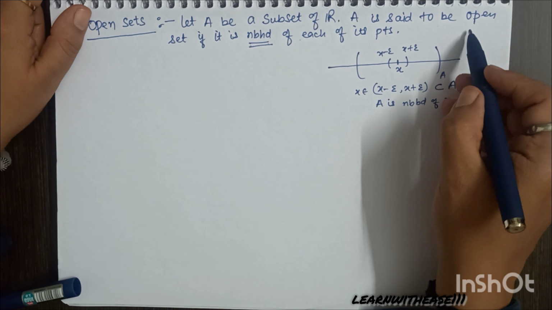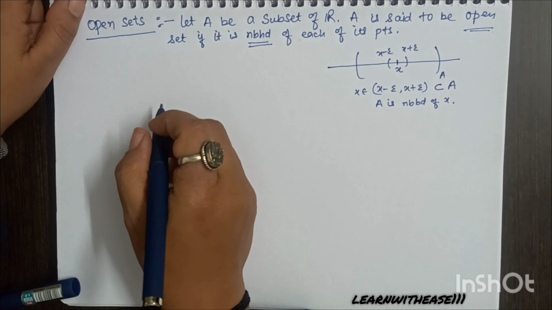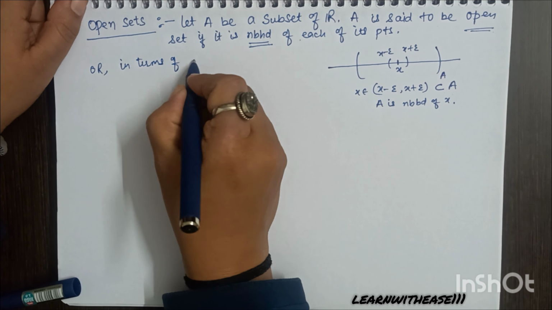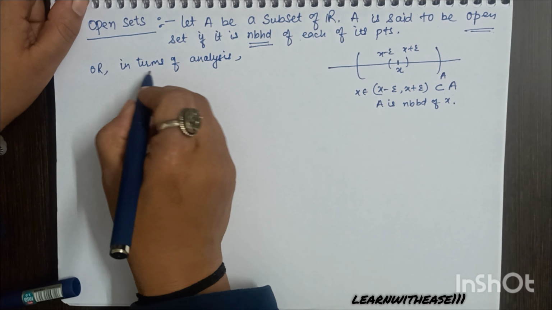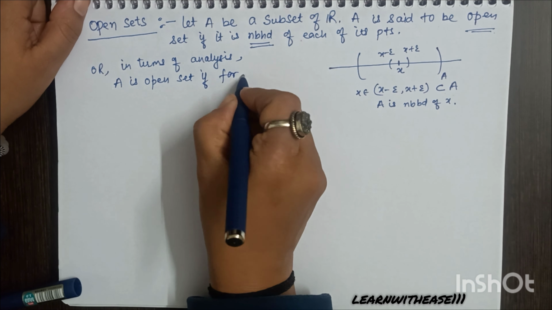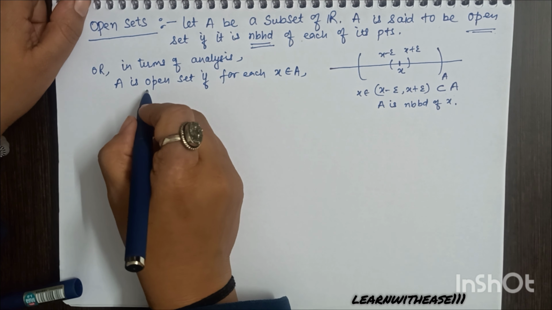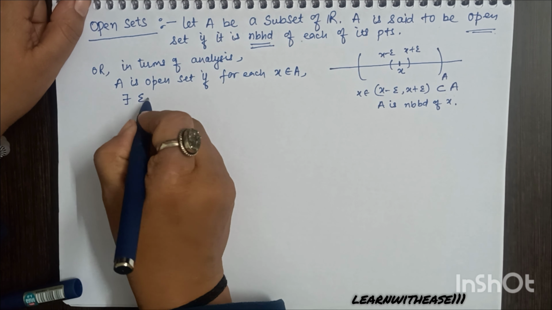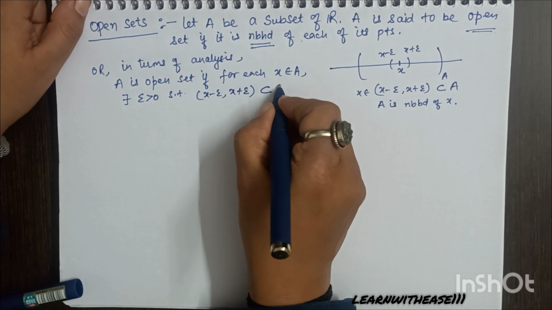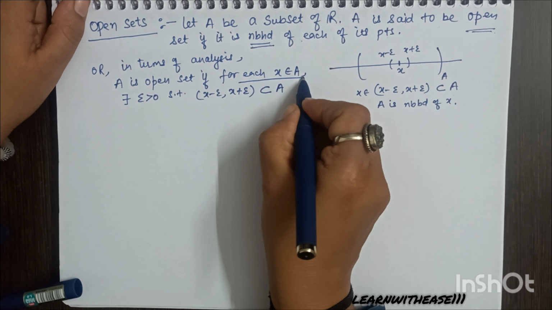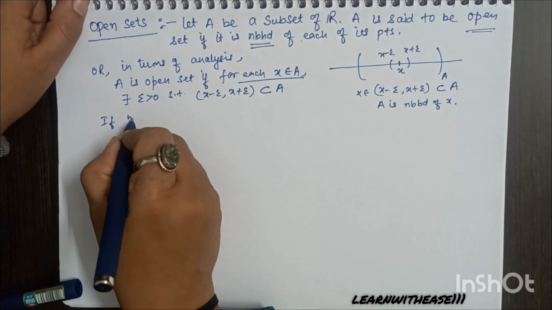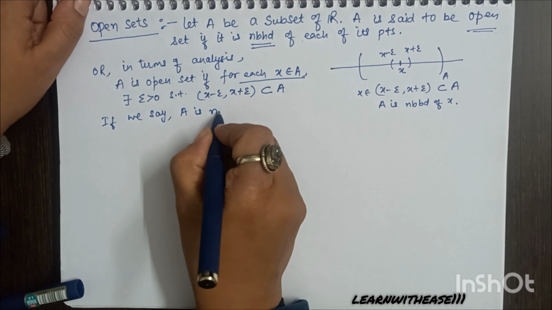So in terms of analysis, we can give this definition for an open set as: A is an open set if for each x belonging to A, meaning we are talking about each and every element of the set, there exists epsilon positive such that the open interval containing x is a subset of A. This definition of neighborhood should be satisfied for each and every element of set A, then A will be open.